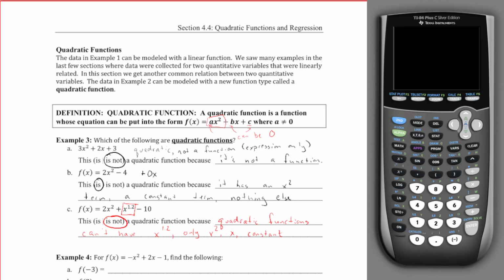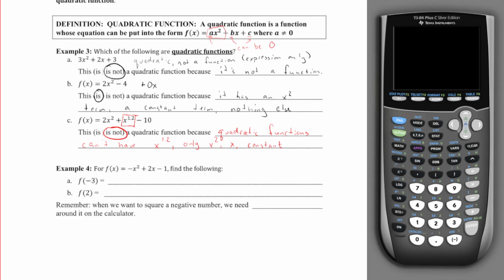Okay, so just like we can evaluate linear functions by just plugging in for x, we can do the same thing for quadratic functions. So if we have a quadratic function, f of x equals negative x squared plus 2x minus 1, we can take f of negative 3, right? F of whatever, we'll have negative whatever squared plus 2 times whatever minus 1. And in this case, our whatever is negative 3.